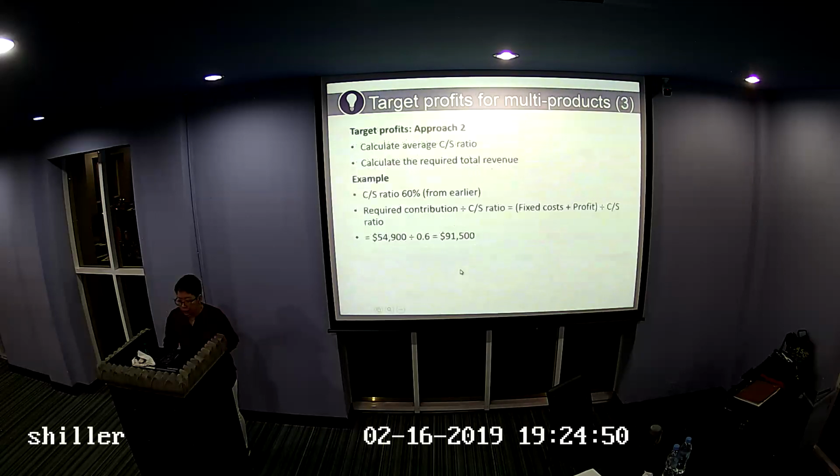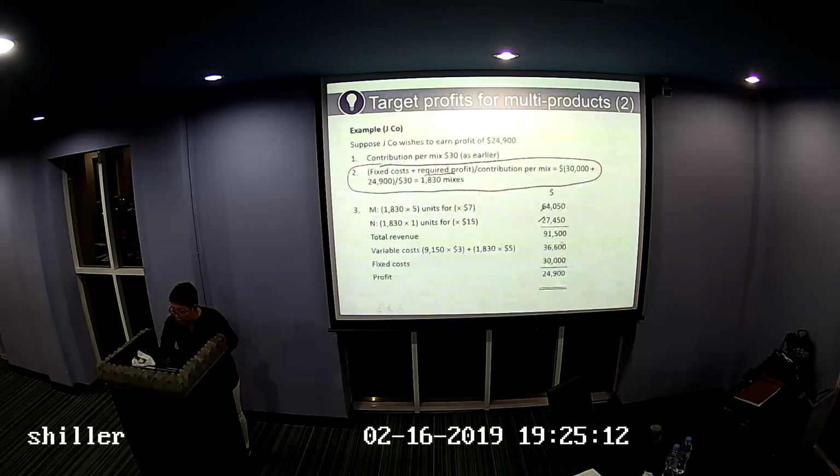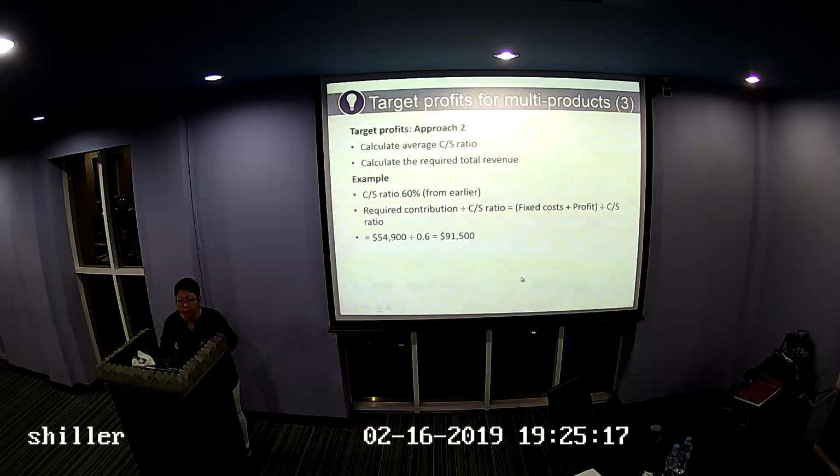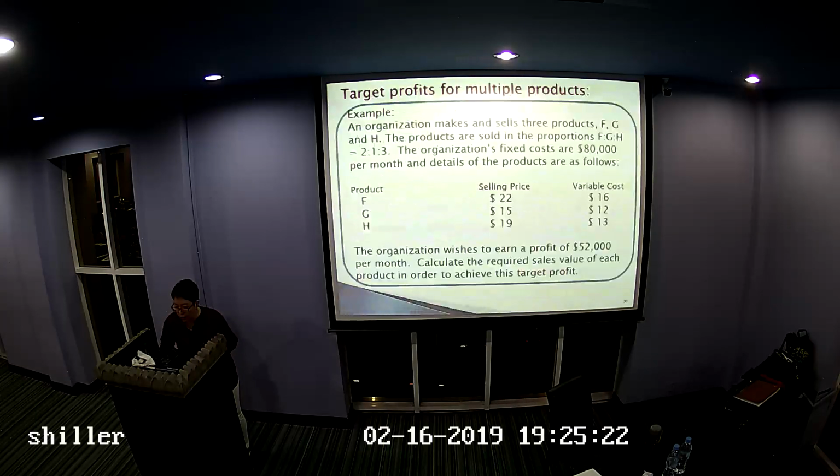Now, what about if it was CS ratio? What should we do? Okay, so you need to calculate the average CS ratio. Again, all you need to do is put fixed cost plus the profit. You understand? Okay. Then, is it the same as earlier? 91? Yes, 91. So it's either the first or the second approach. Okay? Alright.